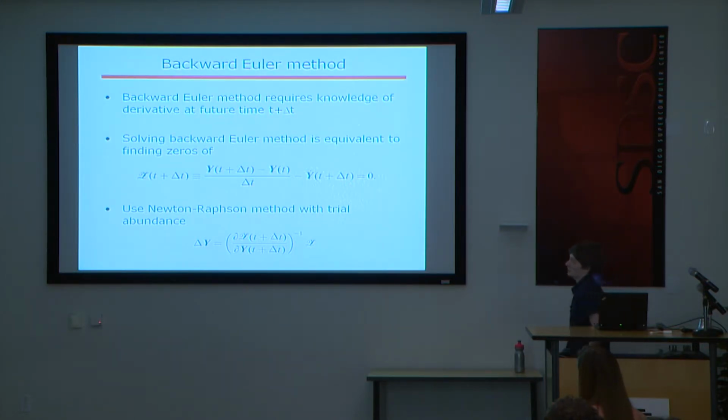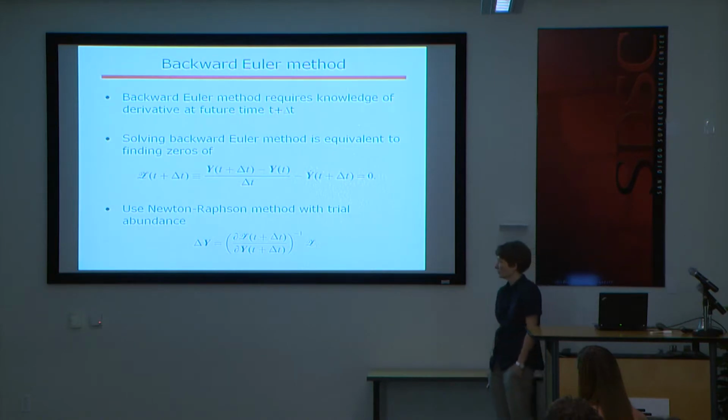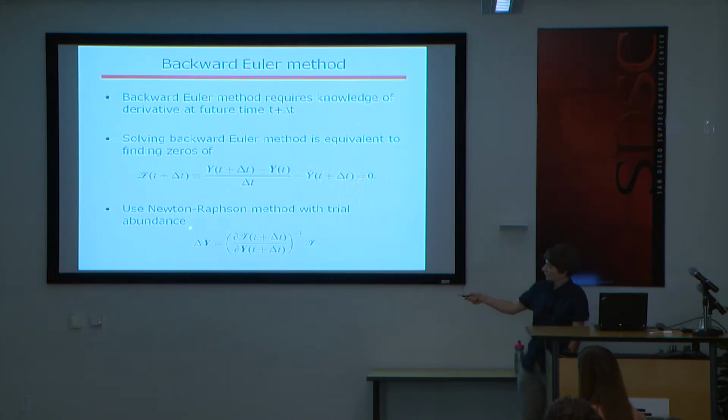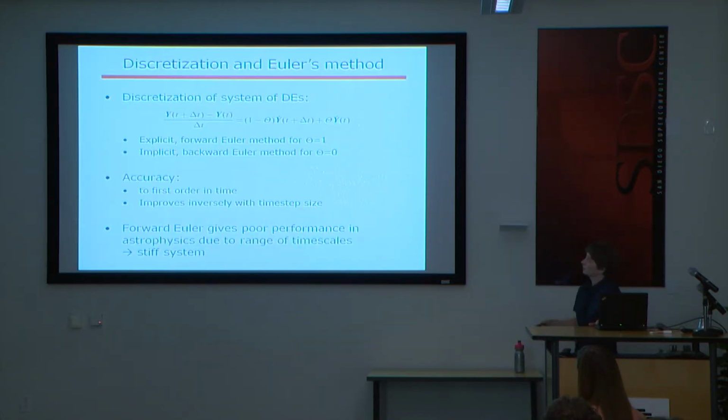And typically this is done by a Newton-Raphson method, where you find a trial abundance given by this expression, and you do it iteratively until you find the zeros of this equation, which lets you solve this and get the new abundances at the new time step.